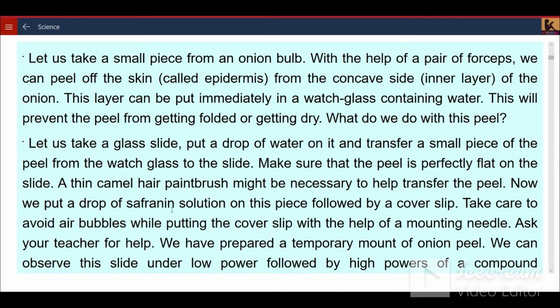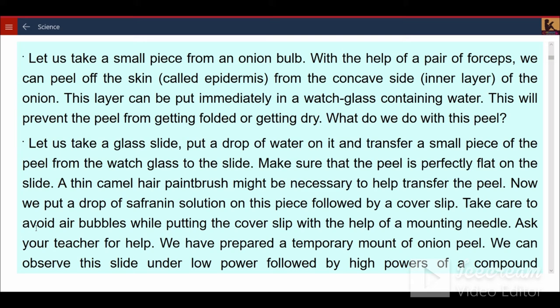Now we put a drop of safranin solution. This type of solution is needed to see the various organelles of the cell on this piece, followed by a cover slip. The cover slip prevents the peel from moving from one place, so it stays in the same place.